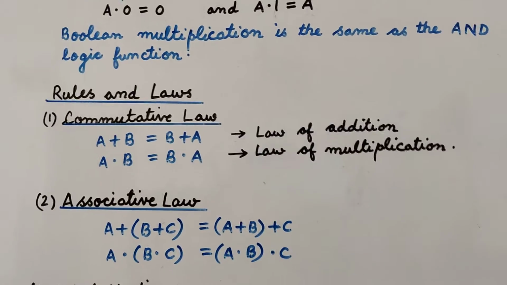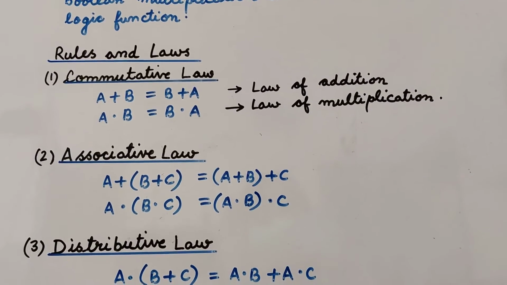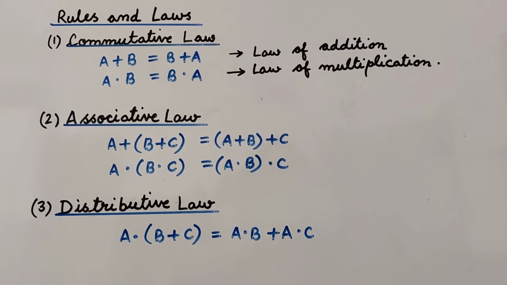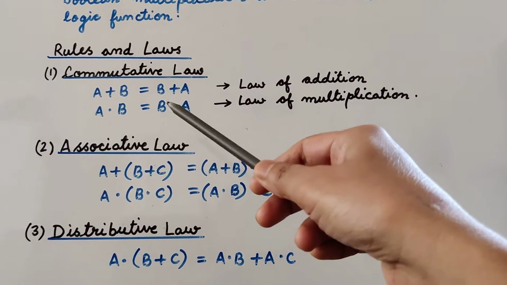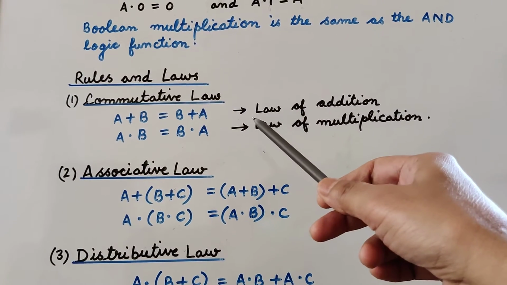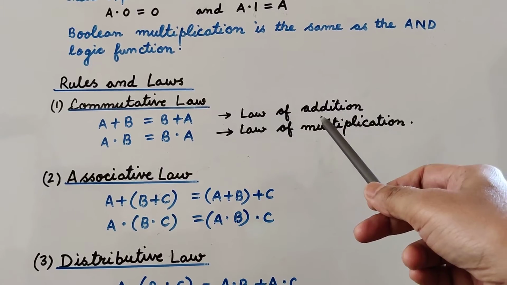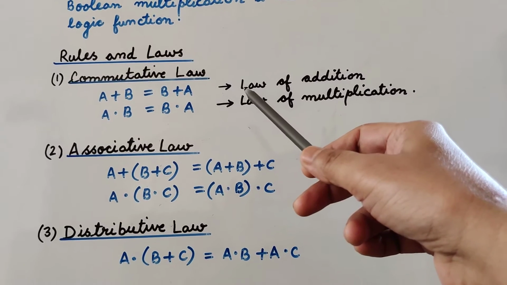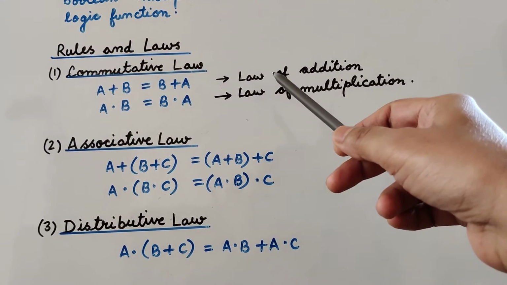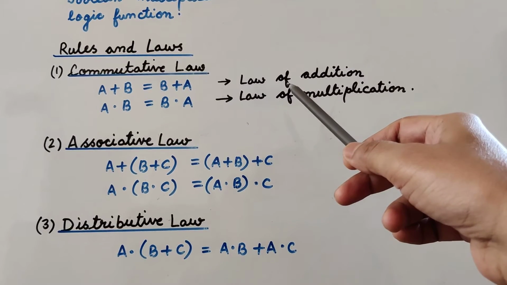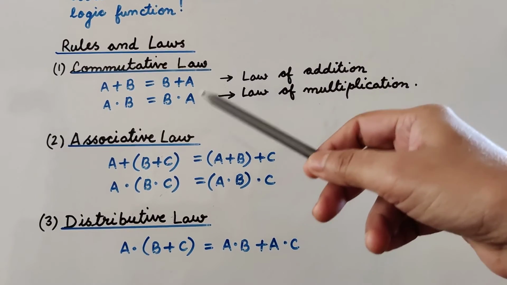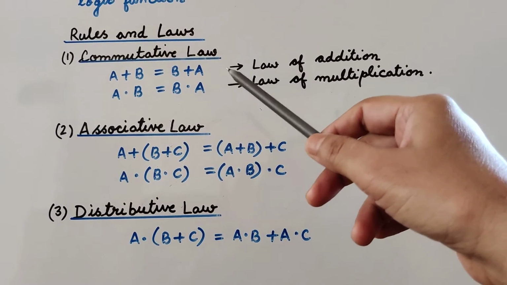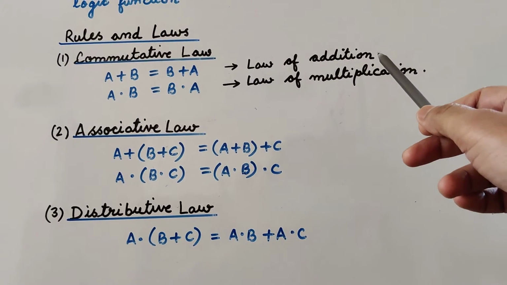Next we will discuss the rules and laws which are used in Boolean algebra. The first law is the commutative law. According to this commutative law, a plus b will be equal to b plus a. This is the law of addition. That is, in addition, the order in which we add the variables does not matter. If b is added to a or if a is added to b, it will give the same result. So commutative law states that a plus b will be equal to b plus a.